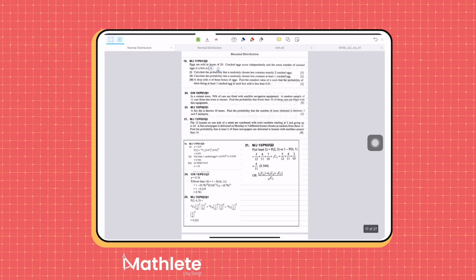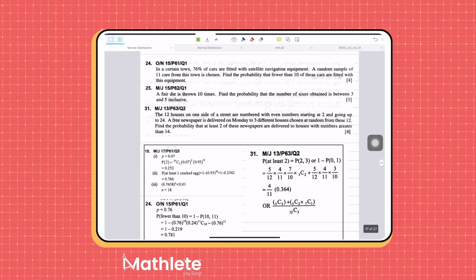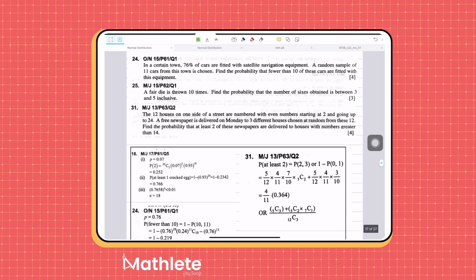Okay, sir. I tried to apply it but it still wasn't working. I didn't understand the part where we keep reducing 12, 11, 10. The 12 houses on one side of a street are numbered with even numbers starting at 2 and going up to 24. A free newspaper is delivered on Monday to 3 different houses chosen at random from these 12. Find the probability that at least 2 of these newspapers are delivered to houses with numbers greater than 14.